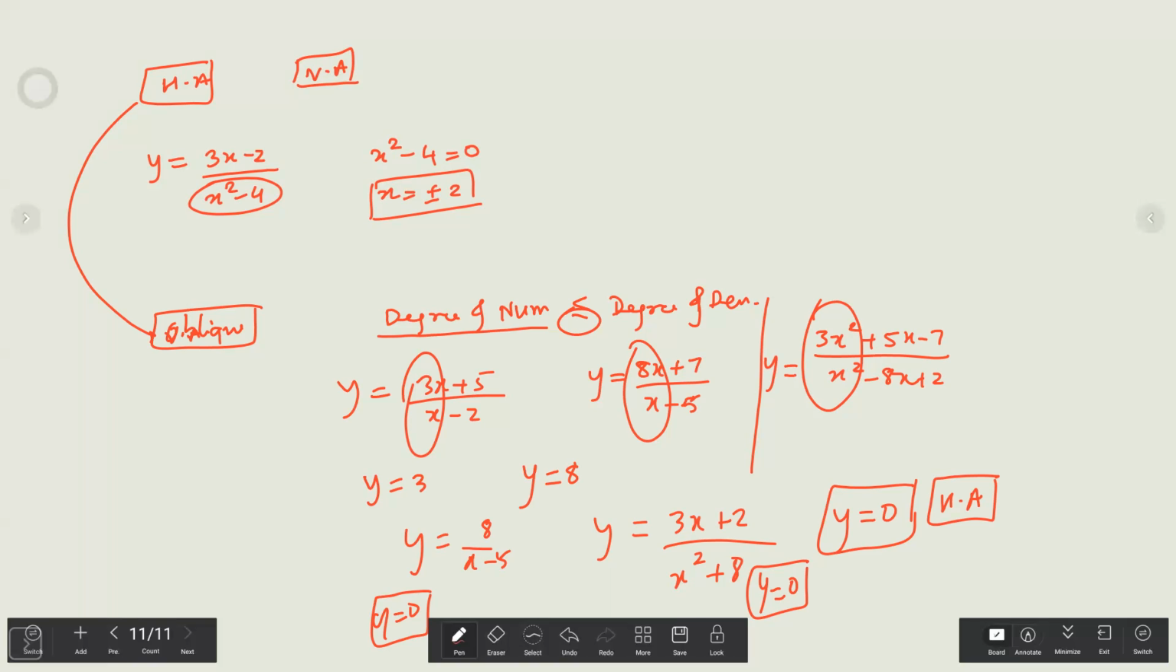Now, the concept of oblique asymptote. For oblique asymptote, what we have is generally when your degree of numerator is higher than degree of denominator. For example, if you've got y equals x squared minus 2x plus 1 upon x plus 3 or something like that. When the degree of numerator is higher than degree of denominator, you have something called a slant or oblique asymptote.